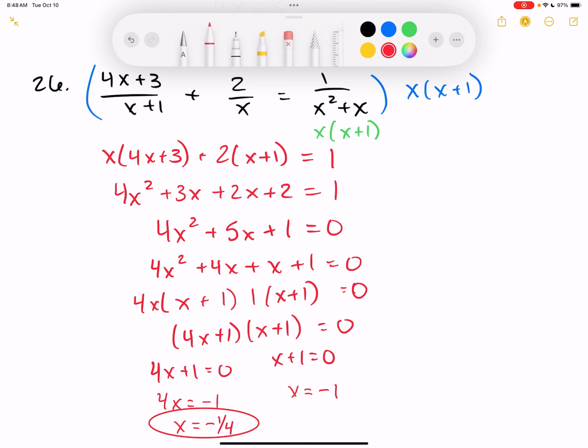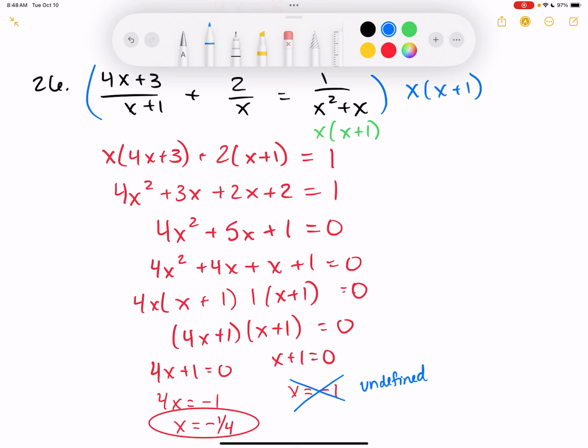But if I plug in -1 up here, -1 plus 1 is 0. I have a 0 in the denominator. So this one is not going to work because it's going to cause it to be undefined. So I can't use that one. Okay. Do we see that? Sort of, maybe.